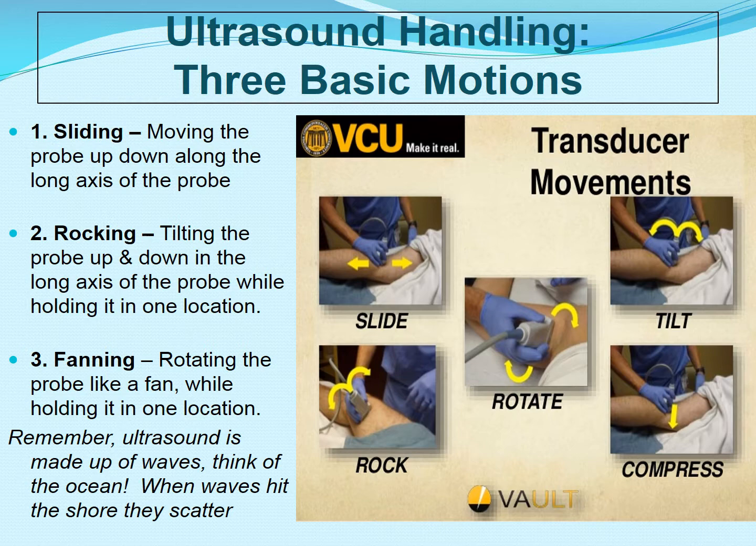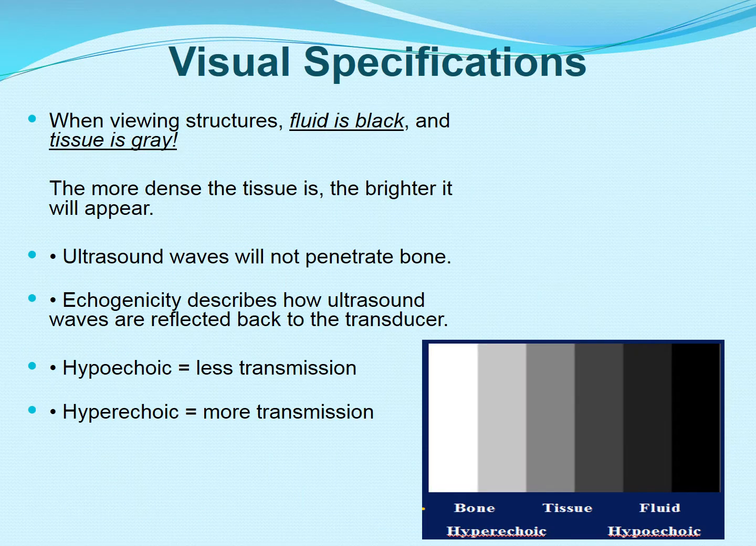Tilting and compressing also are important tips regarding vascular access. If you tilt a probe, it is able to highlight the resolution field of what you're looking for. If you compress a probe, you're able to assess for structures such as arterial versus venous blood flow. Remember, ultrasound is made up of waves. Think of the ocean. When a wave hits the shore, they scatter, and you want to avoid that scattering.